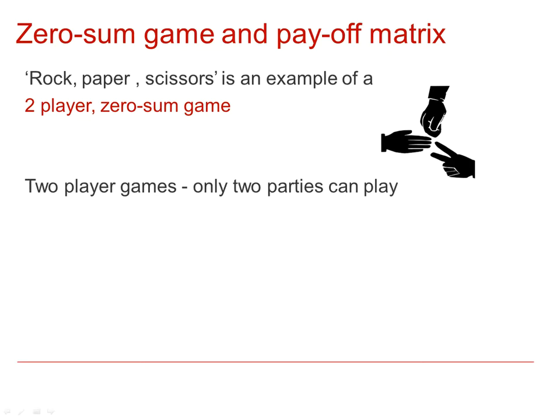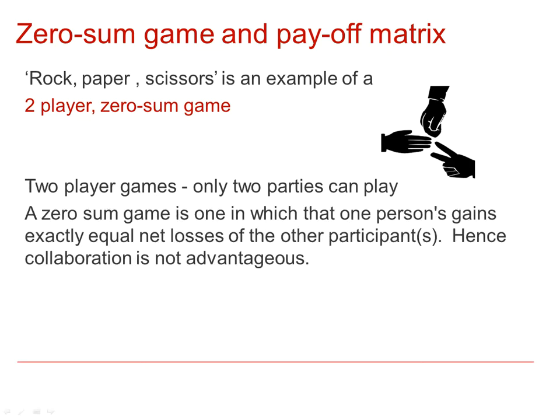So two players, only two people can play. A zero-sum, where the gains and losses cancel each other out. So in that particular case, there's no point in collaborating, because if you collaborate with me and I win, you necessarily lose the same amount.